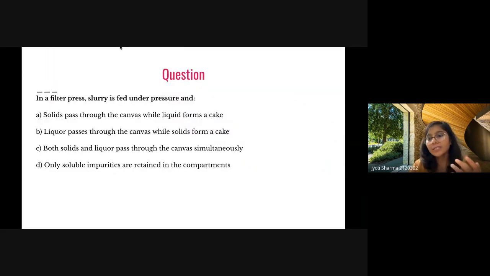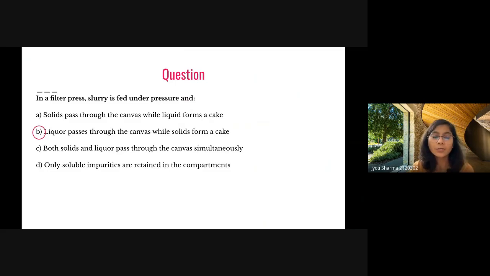Okay, the next method of dewatering is the filter press. In the filter press, slurry is fed under pressure, and we have four options here. Solid passes through the canvas while liquid forms a cake. Liquor passes through the canvas while solid forms a cake. Both solid and liquid pass through the canvas simultaneously. Only soluble impurities are retained in the compartment. Okay, so Priscilla, B, Dia all gave me this B answer.